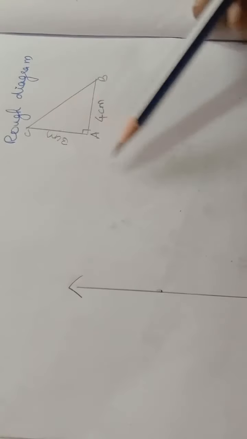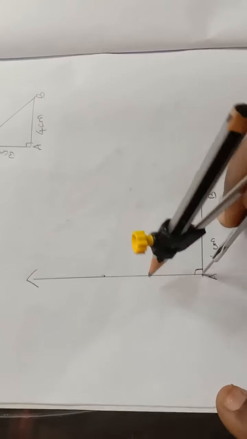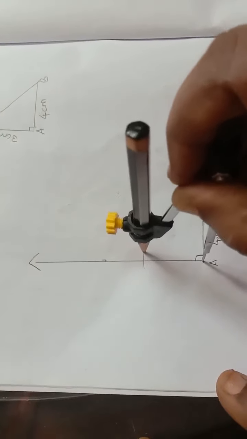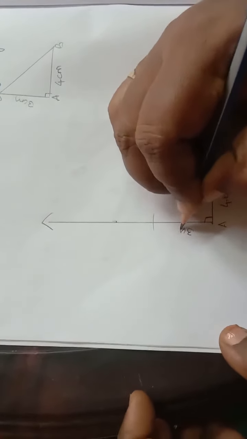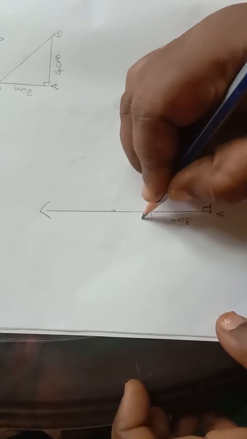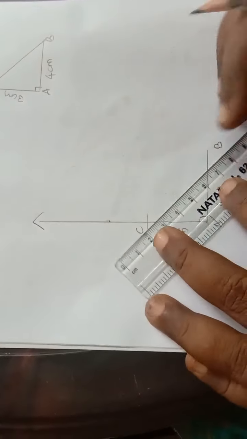Here AC 3 cm. So from A we have to take 3 cm and cut the arc. Immediately mark it as 3 cm. And this is C. Join BC.